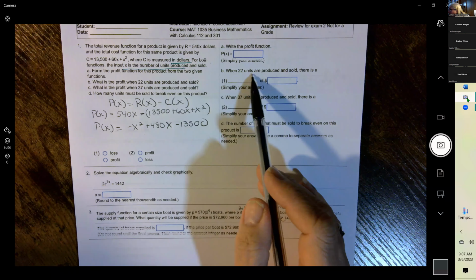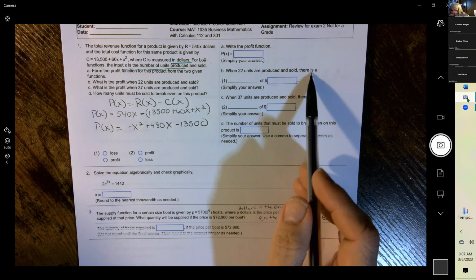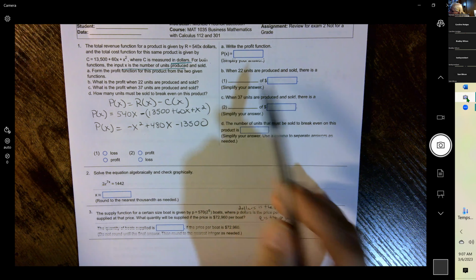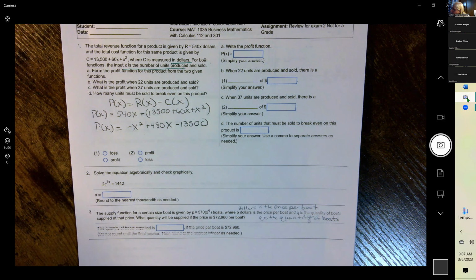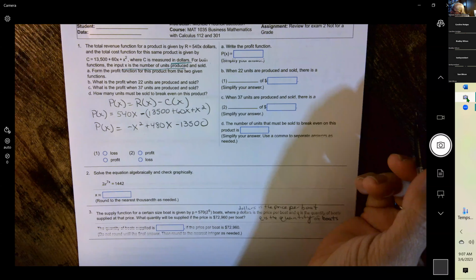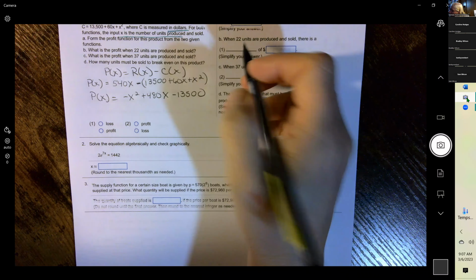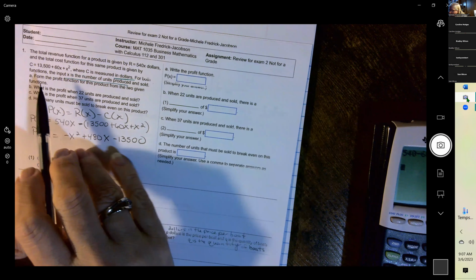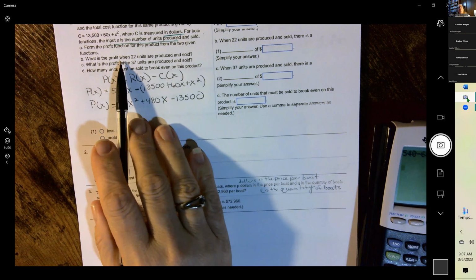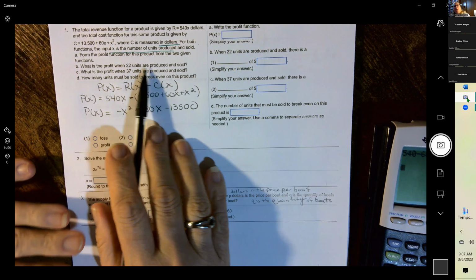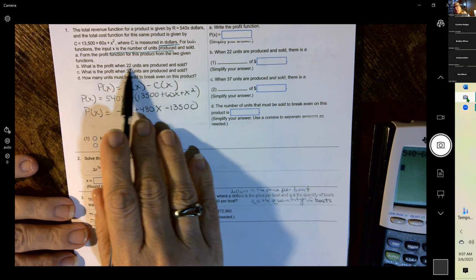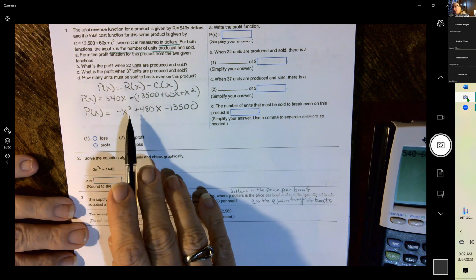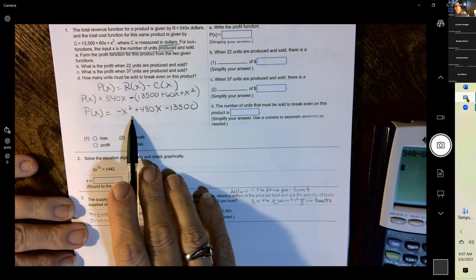When 22 units are produced and sold, there's a profit of how much? Oh, it says right here, what is the profit when 22 units are produced and sold? Remember, X is the number of units, so we plug 22 in for X.